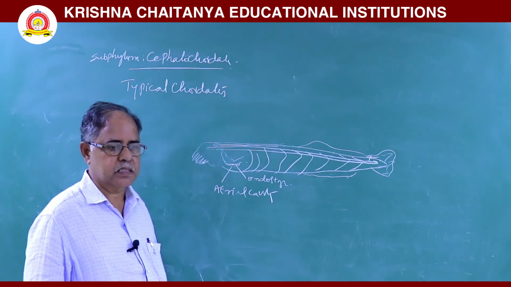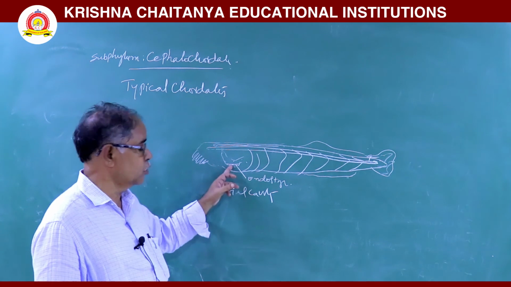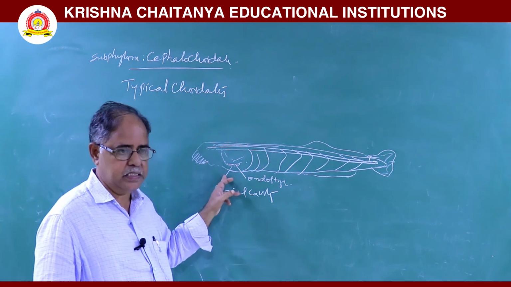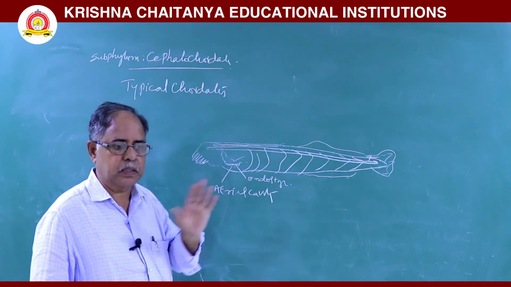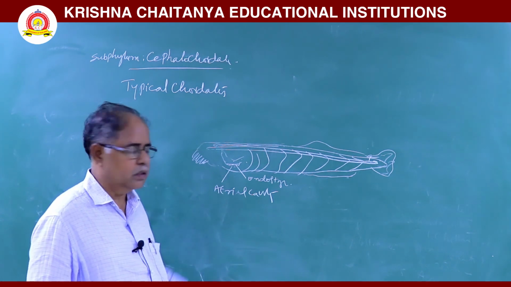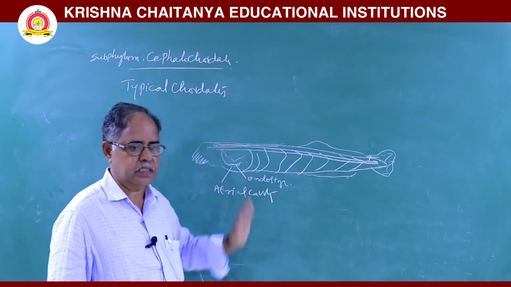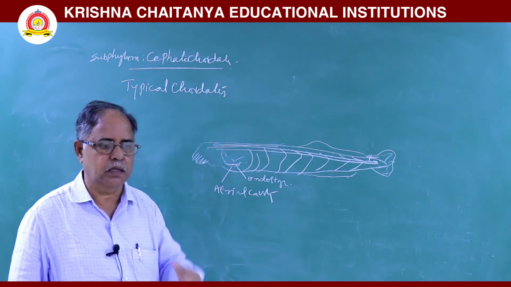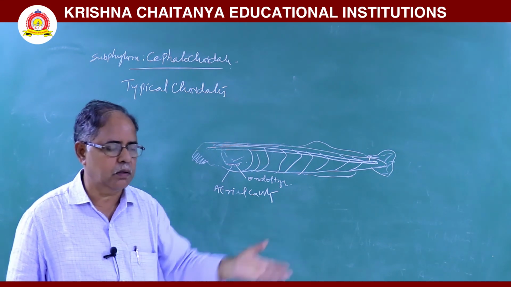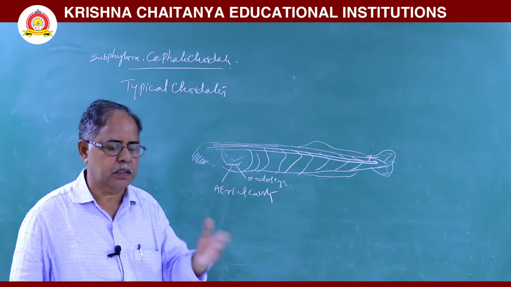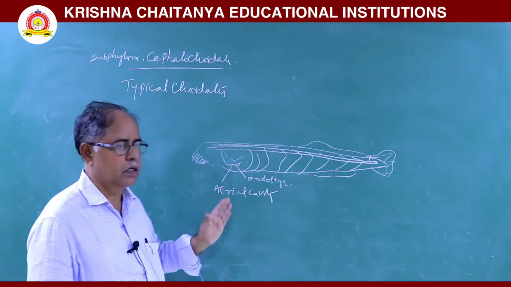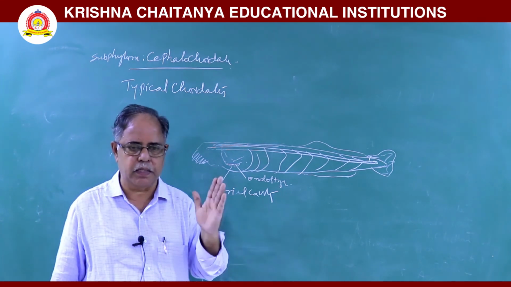Example, amphioxus or Branchiostoma. Here numerous gonads are there in the pharyngeal region, but gonoducts are absent. External fertilization occurs, and development is indirect. During developmental stages, one larva is seen. That larva is called the ammocoete larva. Example, amphioxus or Branchiostoma.